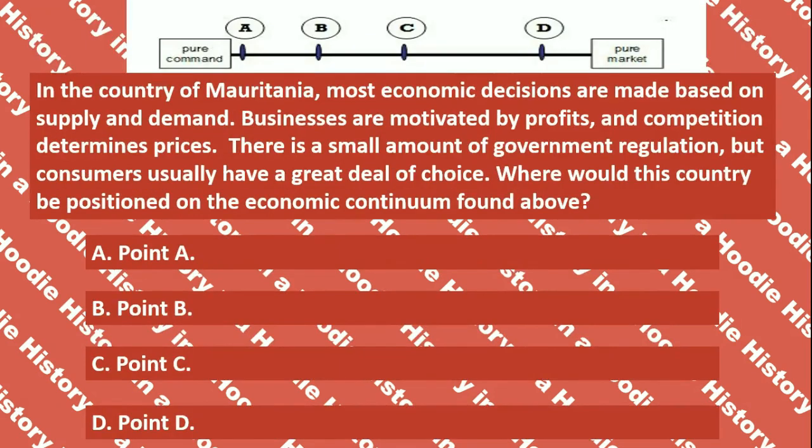In the country of Mauritania, most economic decisions are made based on supply and demand. Businesses are motivated by profits and competition determines prices. There is a small amount of government regulation, but consumers usually have a great deal of choice. Where would this country be positioned on the economic continuum found above?